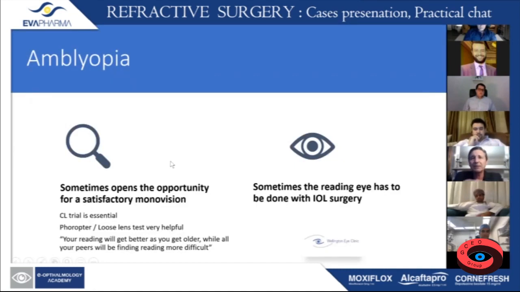So sometimes the opportunity with amblyopia, one really ends up, you can also do the phoropter or the loose lens test. And then it's a very nice sentence that really makes them understand this. And you can tell them, you know, your whole life long, the one eye's been lazy. Now we're going to assign that eye for reading.